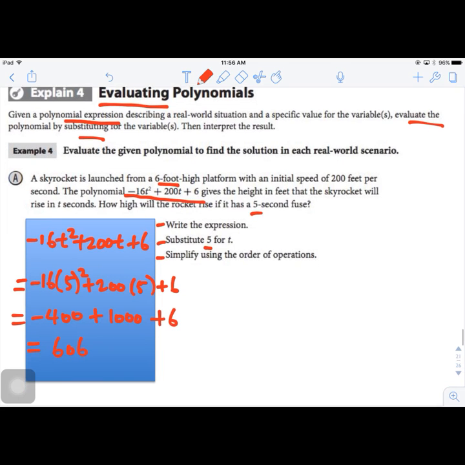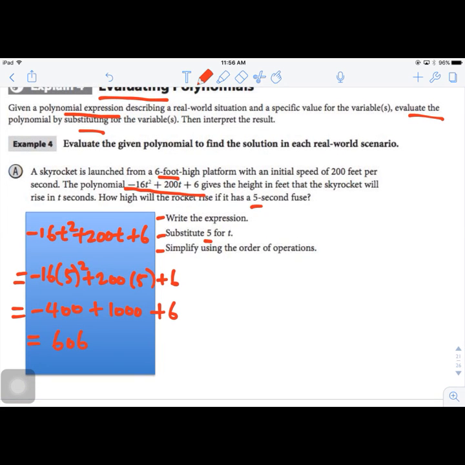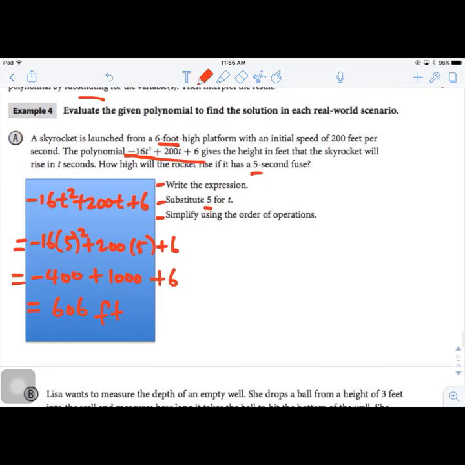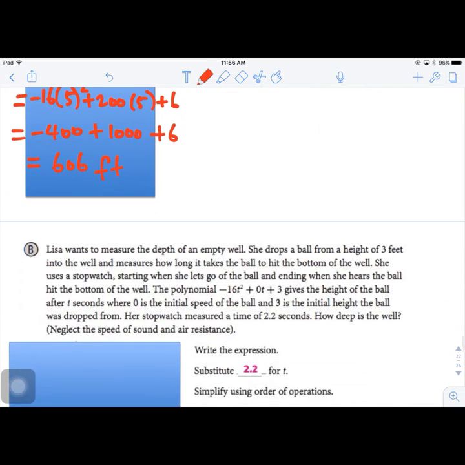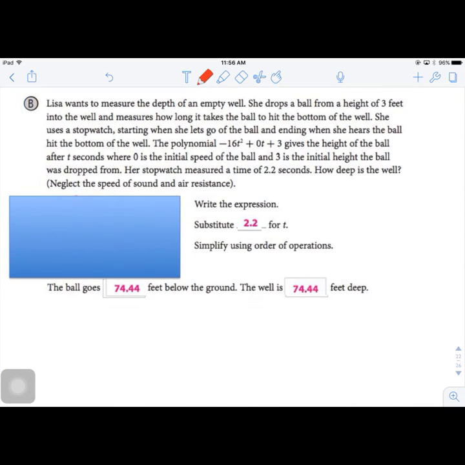And that is the final answer. And we want to make sure that we have the unit, which is feet. So that would be the height after a 5-second launch. Next question, Lisa wants to measure the depth of an empty well.